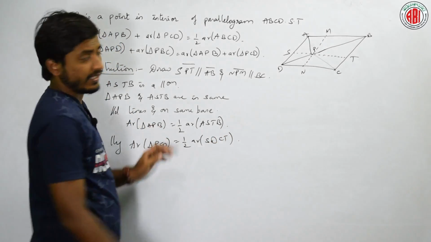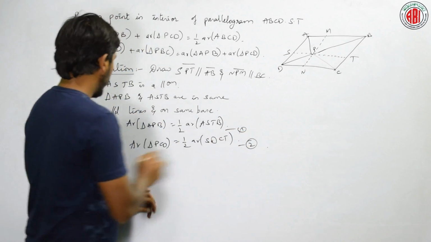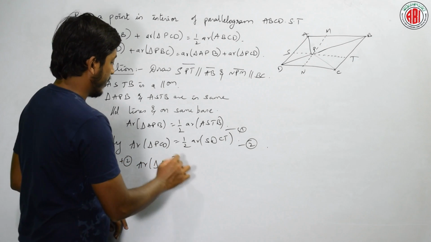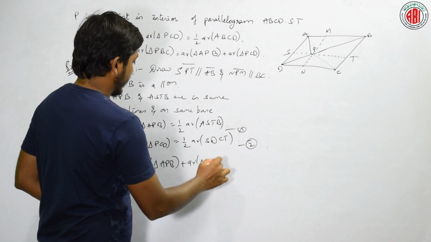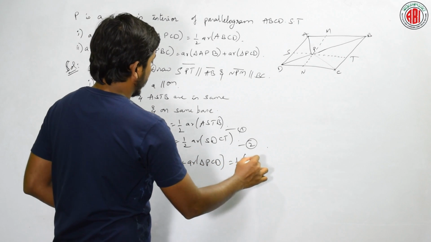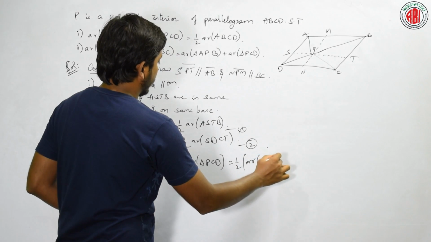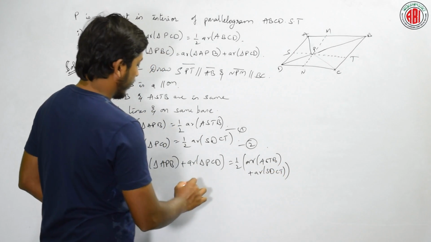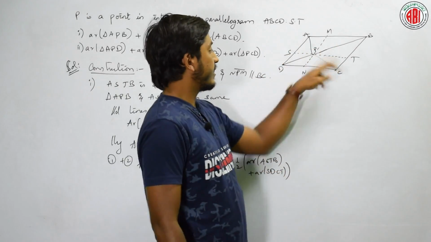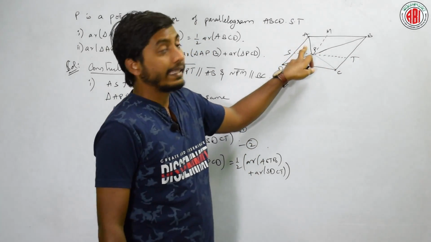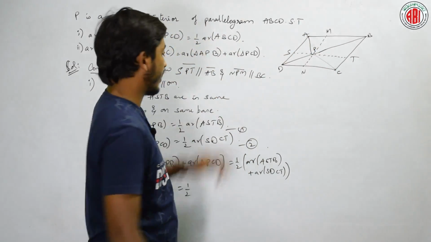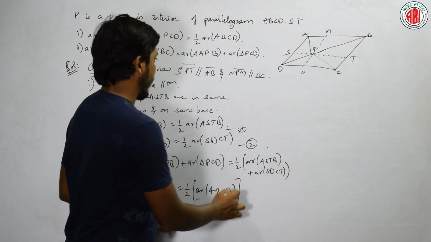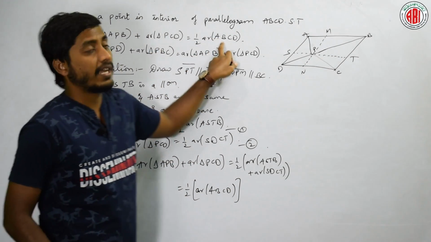Let us add these both, 1 and 2. If I add both, I will get the area of triangle APB plus the area of triangle PCD is equal to half of the area of ASTB plus the area of SDCT. Now tell me, what is ASTB plus SDCT? That is nothing but this half plus this half, completely it becomes the area of parallelogram ABCD. Is it right? That is what they asked us to prove.